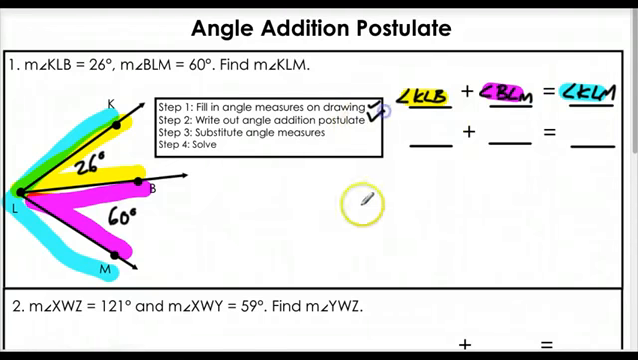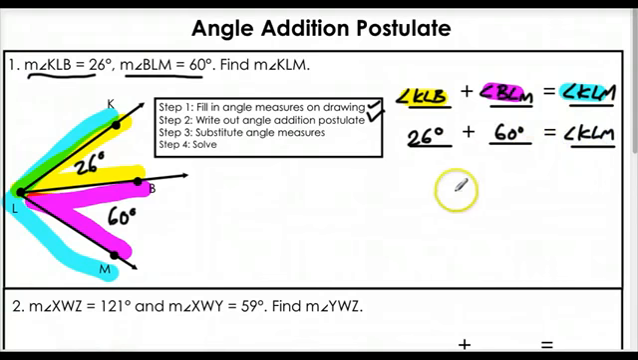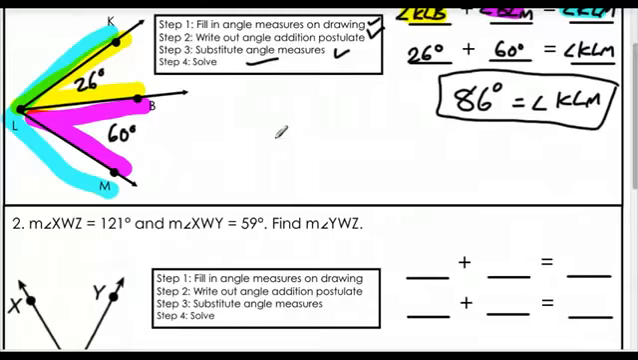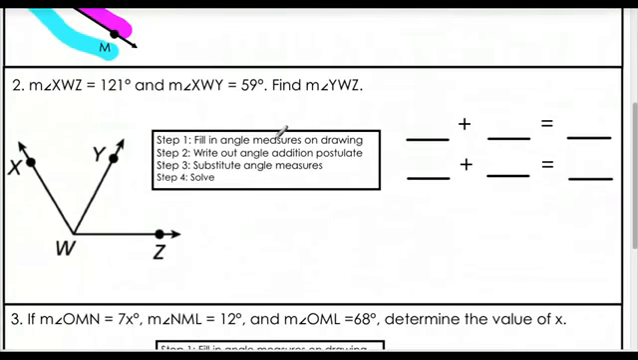From here, once we've written out the angle addition postulate, we substitute the angle measures. KLB is equal to 26 degrees. BLM is equal to 60 degrees. And KLM is what we're looking for. So what we'll do is just add up these two angles. We get 86 degrees, and boom, we know what the angle KLM is equal to. And that makes sense. 26 plus 60 equals 86, which is the whole angle. We just did it.